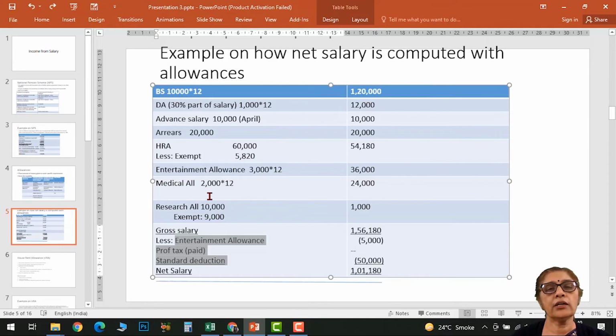Then we have medical allowance, see, fully taxable. We have research allowance, we have an exemption. So taxable would be 1,000. This is a hypothetical example just to make you understand how we go about proceeding with the question if you have all these things as a part of your salary structure.